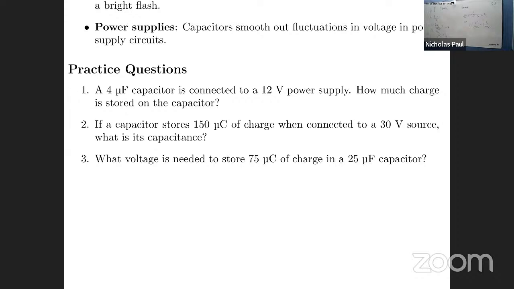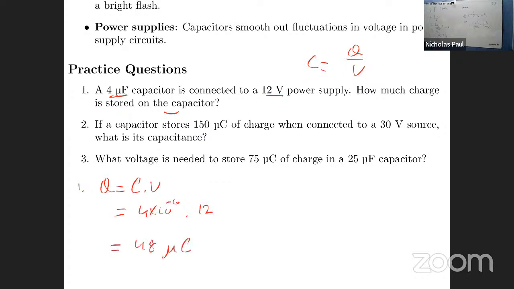All right. So let's see if we can work these out, right? So a 4 microfarad capacitor, they give you the voltage, they give you the capacitance, they want to define charge. Right? So of course we know C is equal to Q over V, Q is equal to C times V. So that's 4 times 10 to the minus 6 multiplied by 12. So that's 48 microcoulombs. Are you okay with that? Yeah, 48 micro, right?